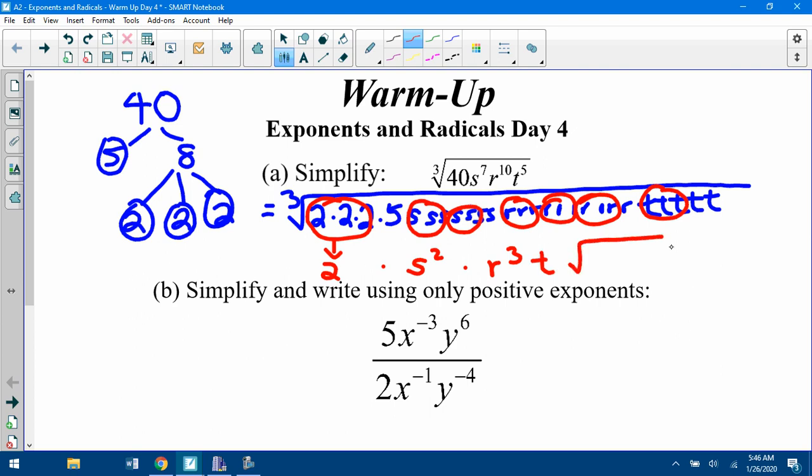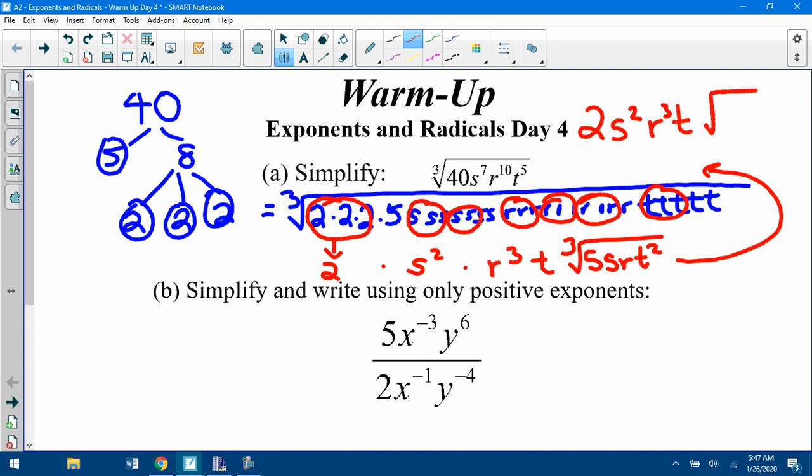And then underneath the root still, we still have a 5, we have an S, we have an R, and we have 2 T's, so T squared. And don't forget that cube root. So just kind of writing that a little bit nicer. Final answer would be 2 S squared R cubed T times the cube root, remember that 3 there, of 5 SRT squared. And there's your answer.